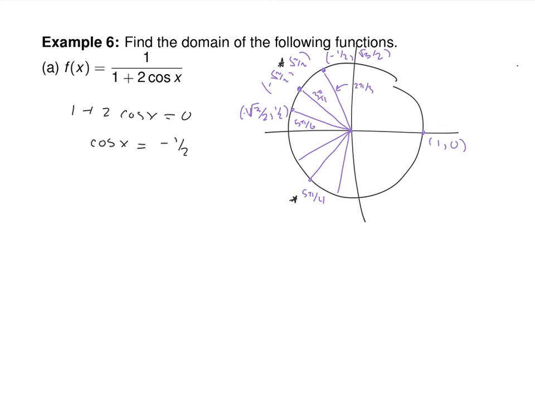2 pi over 3, because that's the one where the x coordinate is negative 1/2. Okay, so x can't equal 2 pi over 3. And how would you account for the fact that you could go around the unit circle more than once? Plus 2 pi k, and I think that WebAssign uses k or n, I can't remember, but it doesn't really matter, where k is an integer.